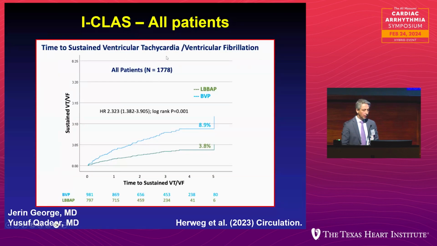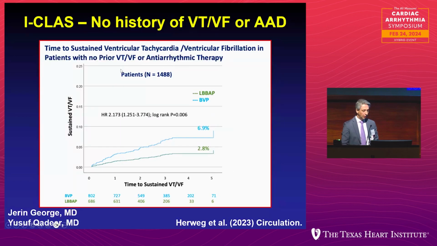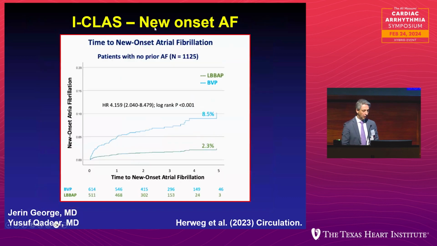We also did a sub-study and looked at ventricular arrhythmias, ventricular tachycardia, and ventricular fibrillation. And you can see there is a significant decrease of ventricular arrhythmias with conduction system pacing, left bundle branch pacing, compared to biventricular pacing. Similarly, in patients without any prior history of VT/VF or antiarrhythmic therapy, again, significant decrease there.